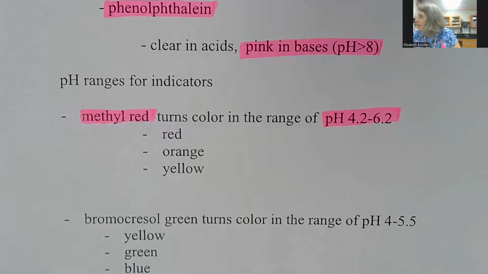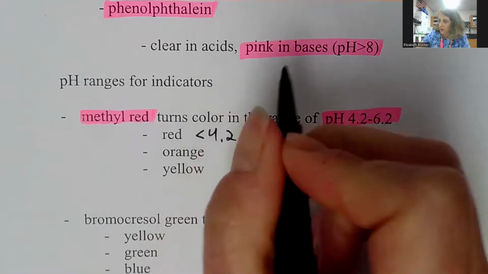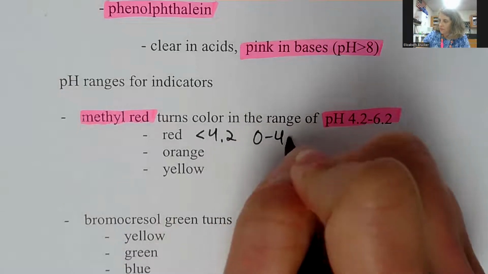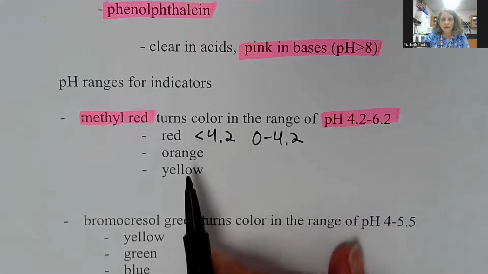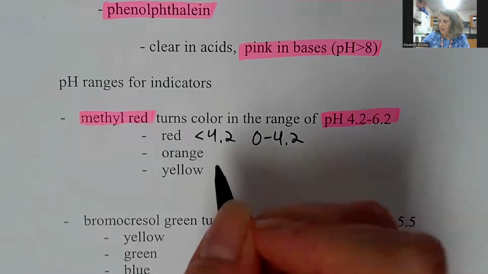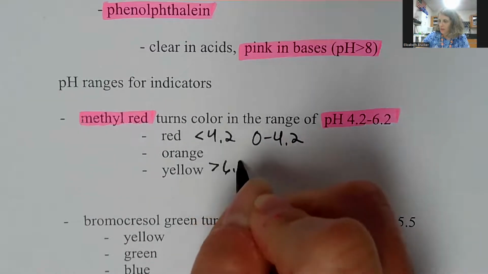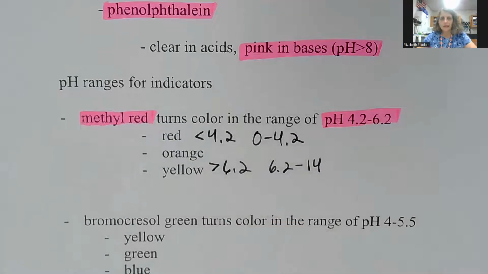The different colors that it turns are red and yellow. Red color is indicating that you're at a pH less than 4.2, or another way you could write it is 0 to 4.2 as a range of pHs. If you have a yellow color, again, the highest point of this range is 6.2, so you'd say greater than 6.2, or you could say 6.2 to 14.